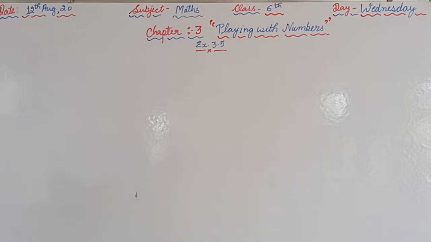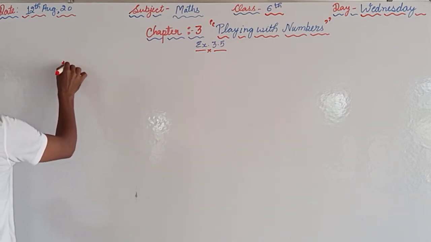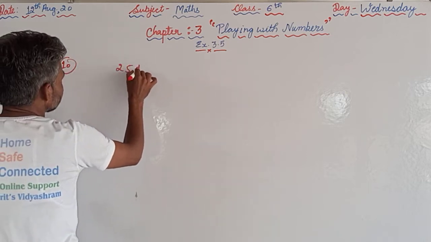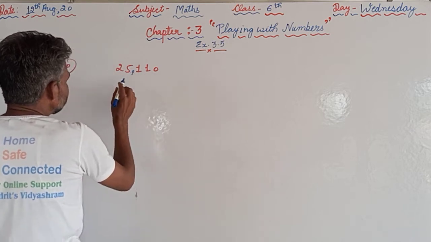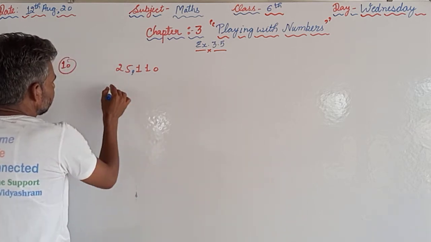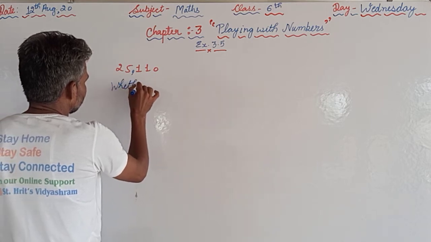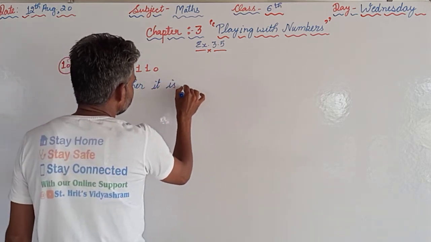So question number 10, determine whether 25,110 is divisible by 45. This is divisible by 5 and 9, and 5 and 9 are co-prime, so we have to check whether it is divisible by 5 and 9. So the number is 25,110. So we have to check the divisibility, whether it is divisible by 45.